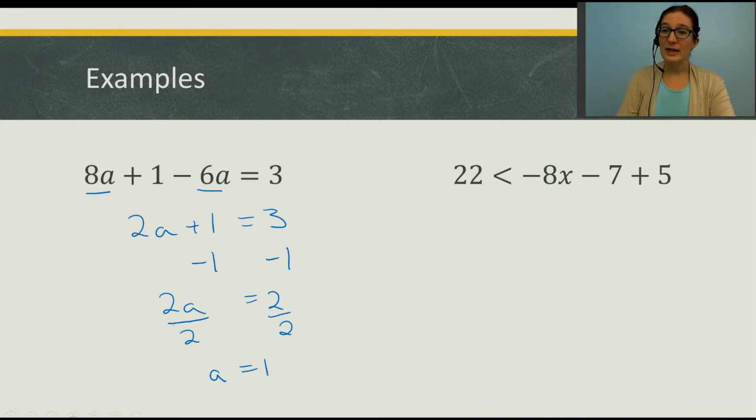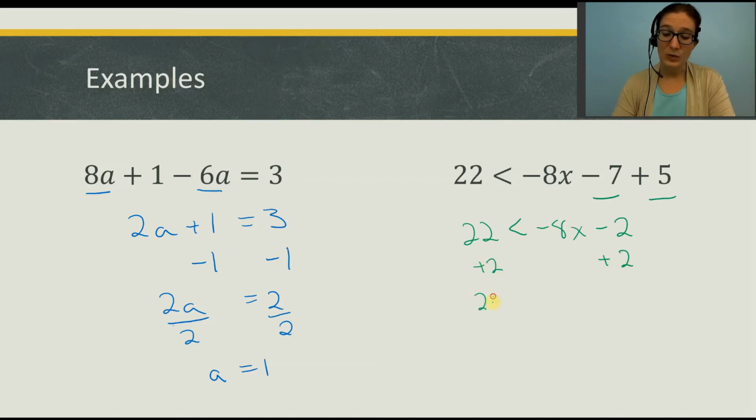Now let's go ahead and take a look at our inequality on the other side. Again, I see that I have some like terms, but instead of terms with letters, it's just our numbers. So I've got negative 7 plus 5, which are just numbers. We can always combine those. So negative 7 plus 5 gives me negative 2. I still have the 22 is less than negative 8x. We haven't done anything with that, so we have to make sure we bring it along with us as we go through the problem. And now it's just a two-step inequality. So I'll do the opposite of what I see. I see minus 2, so I will add 2.